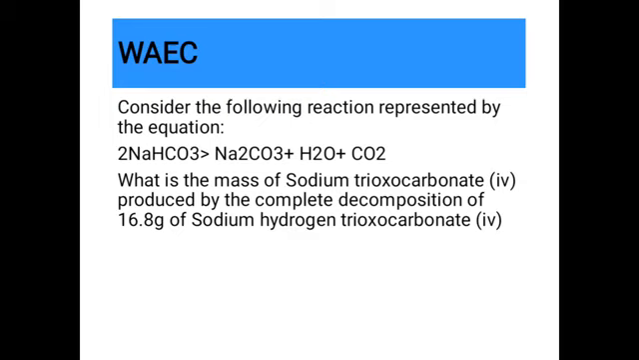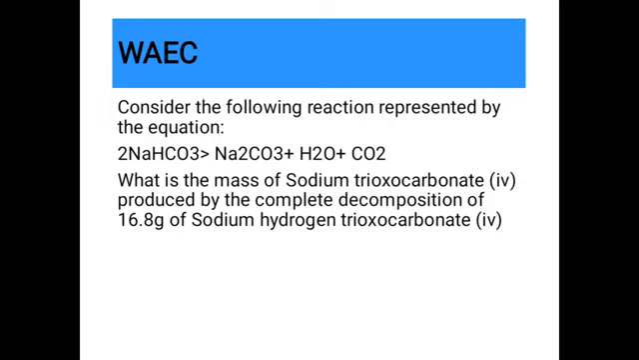We are going to do this second question the same way. You are given sodium hydrogen trioxocarbonate(IV). It decomposes to produce sodium trioxocarbonate(IV) plus H2O plus CO2. We have to find the mass of Na2CO3 produced when a particular mass of 16.8 gram of sodium hydrogen trioxocarbonate(IV) is completely decomposed.